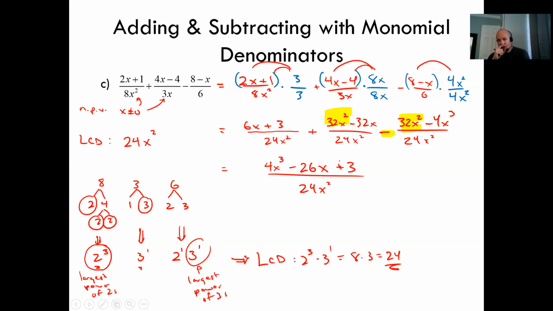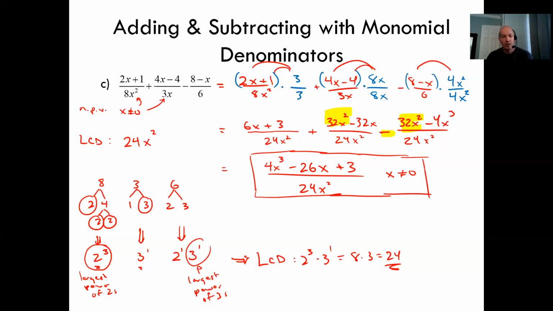Now you look at this and you go, is this divisible by anything? No, I don't think so. So looks like we're good. The only thing I have to say is also x cannot be equal to 0. And I believe, assuming I didn't make any mistakes, that is the answer. So I've got 4x cubed, which makes sense there, minus 26x plus 3, then over this whole guy there. All right.